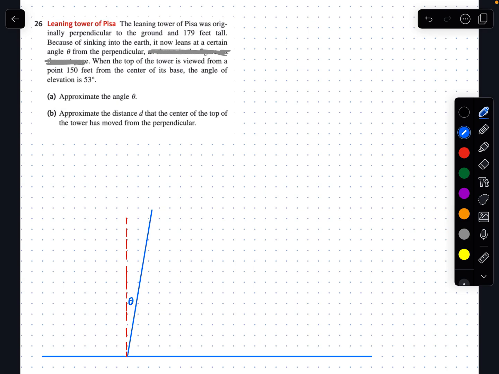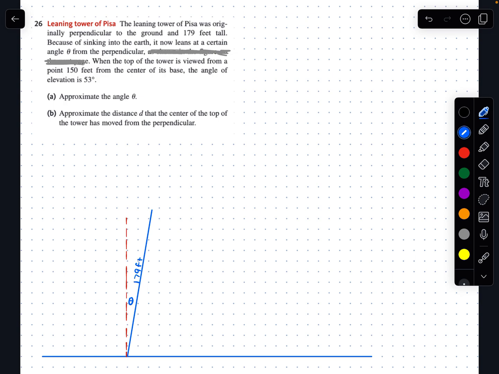The Leaning Tower of Pisa was originally perpendicular to the ground and 179 feet tall. Because of sinking into the earth, it now leans at a certain angle theta from the perpendicular. Theta. The building is still 179 feet tall, so let's put that on the picture too. 179 feet tall. That represents like the center line of the building here that I'm drawing.